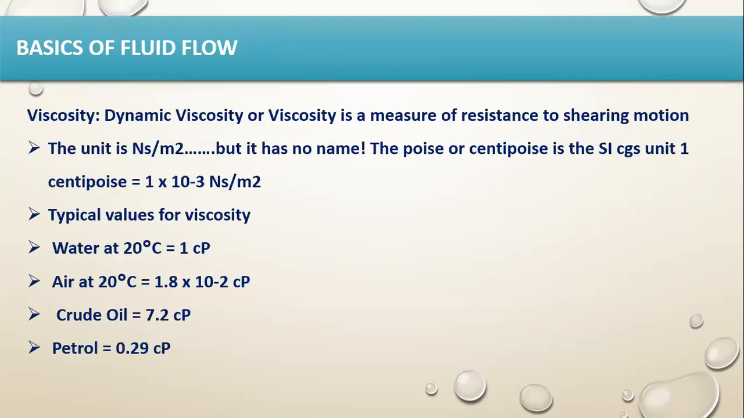Now we will see the concept of viscosity. What is viscosity? Viscosity is a measure of resistance to shearing motion. As we all know, the resistance of motion is called viscosity. The unit of viscosity is Newton per meter square, but it has no name. The poise or a centipoise is a unit of viscosity; the SI unit of viscosity is given, and the CGS unit of viscosity is centipoise. These are the typical values for viscosity of water, air, crude oil, and petrol.